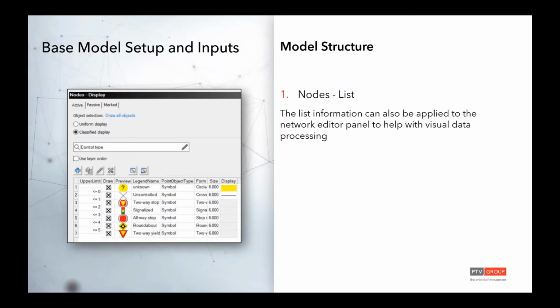If you have different control types used within the nodes, we have a classified display that will automatically pick up the control type and display it there within the node list.